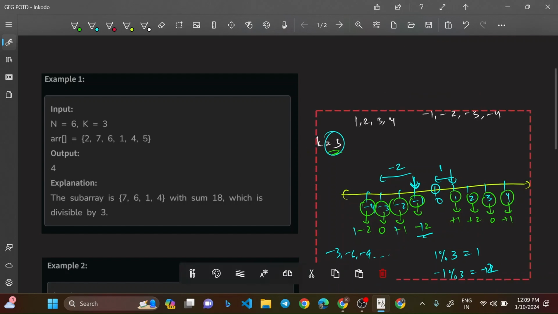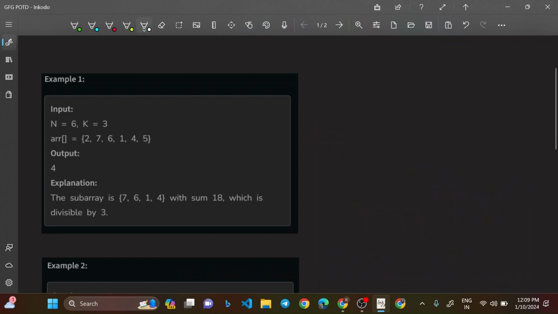So what is the approach that we can actually solve here? So coming to these numbers, as I've told you, at each and every index I accumulate the result. Okay, so what is the array that has been given? 2, 7, 6, 1, 4, 5. Now take the sum at each and every index. The sum here is 2. Till this index the sum is 9. Till this index the sum is 15. Till this index the sum is 16. Till this index the sum is 20. Till this index the sum is 25.